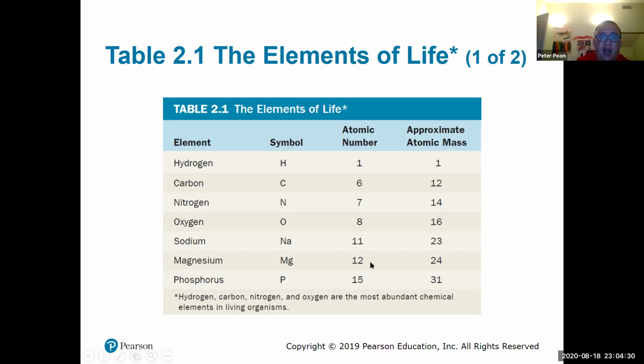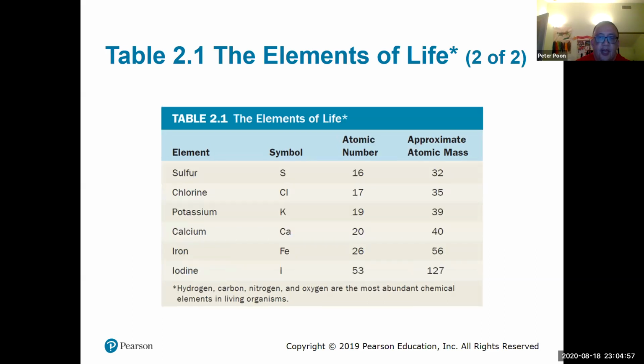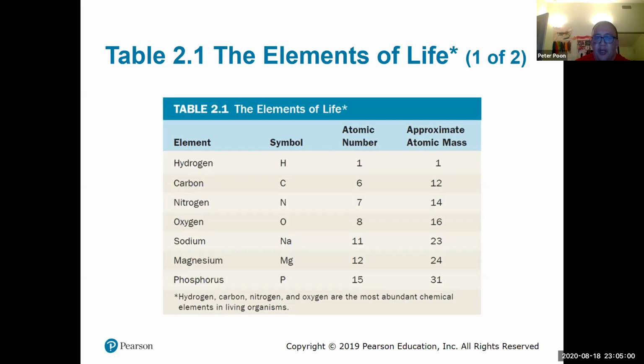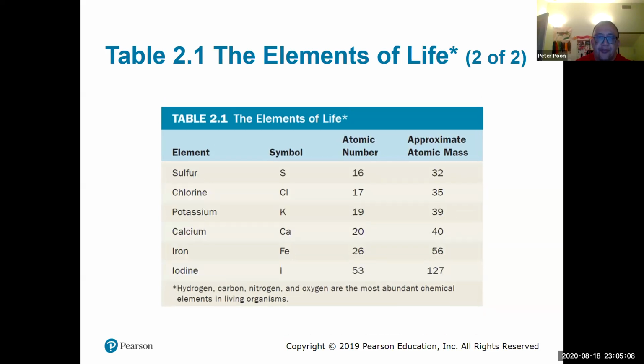Hydrogen, carbon, nitrogen, and oxygen are the 4 most abundant elements in living organisms. About 95–96% of living organisms are made out of those 4 and only those 4 elements. So make sure you understand those 4, the symbol for each, the atomic number for each, and the approximate atomic mass for each.